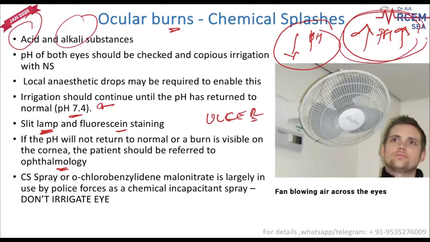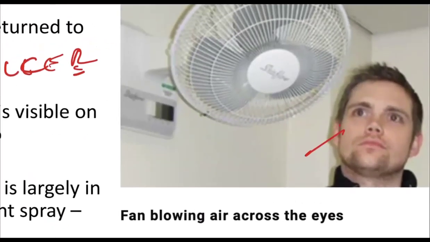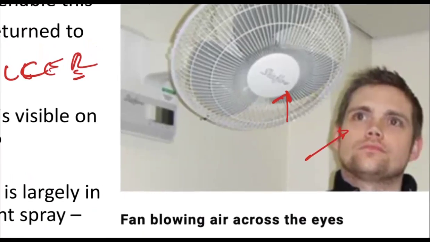Another thing you need to remember here is that police sometimes use something known as CS spray. This CS spray contains chlorobenzylidene malononitrile. What happens here? You shouldn't irrigate for these individuals. If you irrigate, it reacts with the water and will cause more injury. So what you'll be doing is making the patient stand close to a fan, so that through the air it will be blown outwards. That's the idea behind it. Do not irrigate here at any cost.